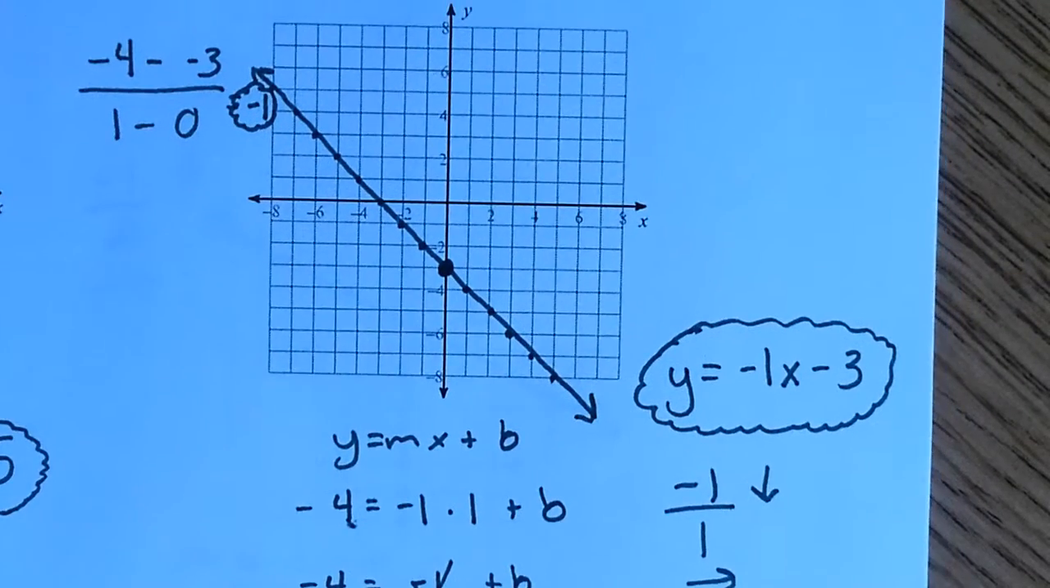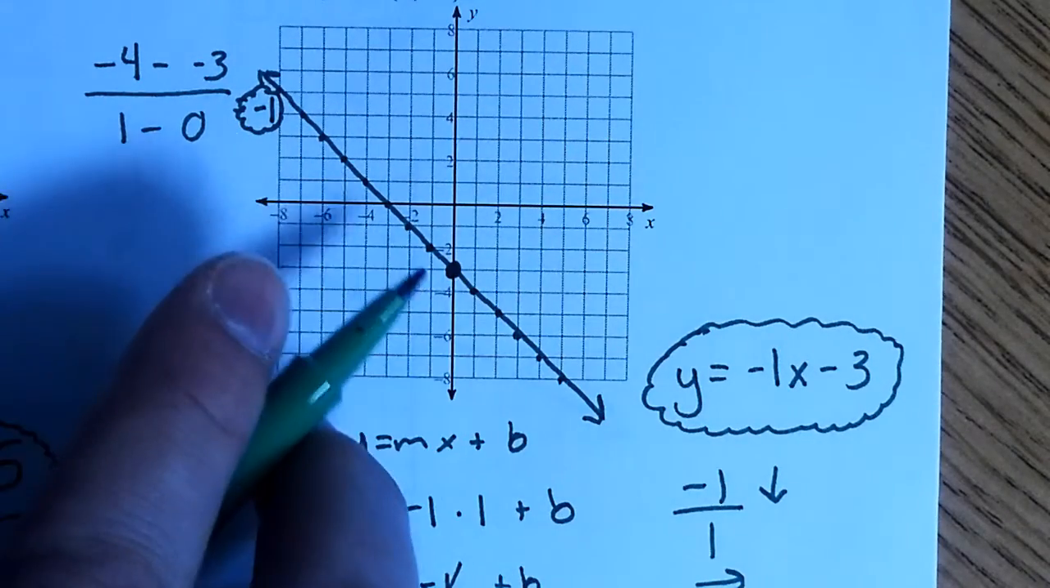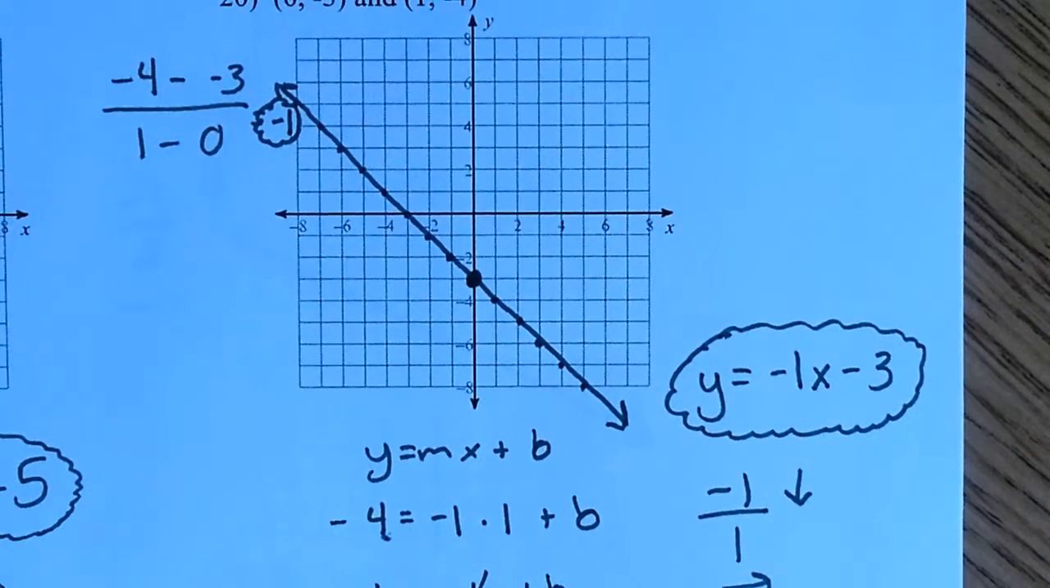And that would be the final answer. It is a negative slope. The slope is negative 1. We started at negative 3. And that is the end of the study guide.